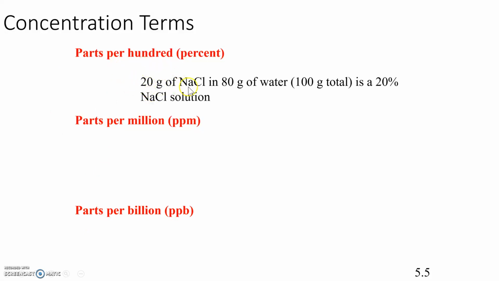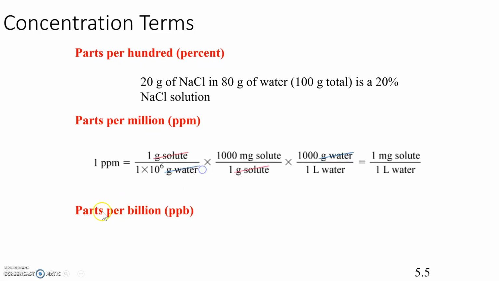So if we first look at percent, or parts per hundred, if we have a solution in which 20 grams of sodium chloride is dissolved in 80 grams of water, your total mass of your solution is 100 grams. And therefore, this is a 20% solution of sodium chloride. So 20 divided by 100 grams, that times 100 to get our percent.